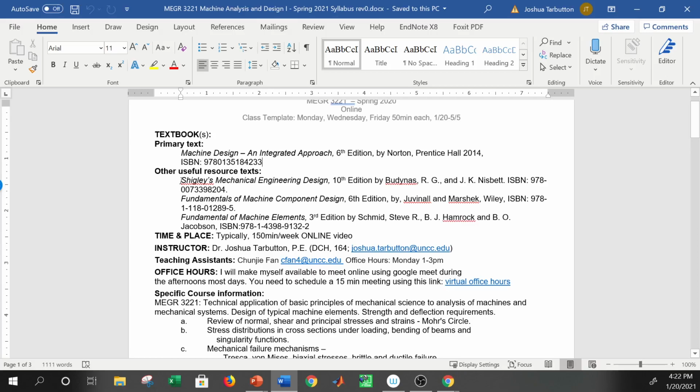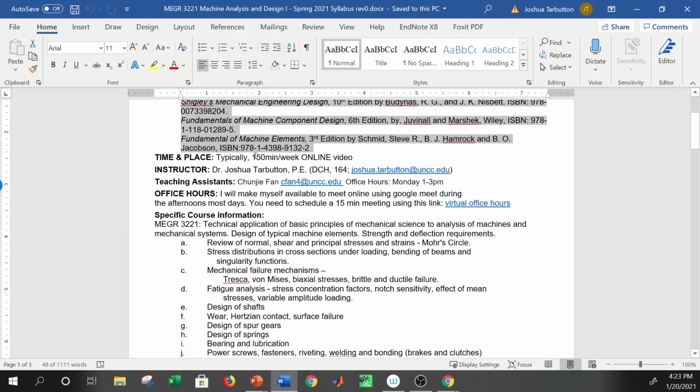I highly recommend you get these books if you don't have them already as references and being able to cross reference. So our typical lecture is going to be about 150 minutes a week, which is what 350-minute class or 275-minute classes would be. Obviously, if we have a break, it would be different that week.